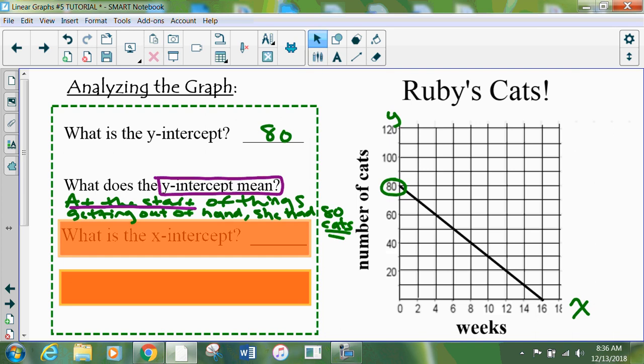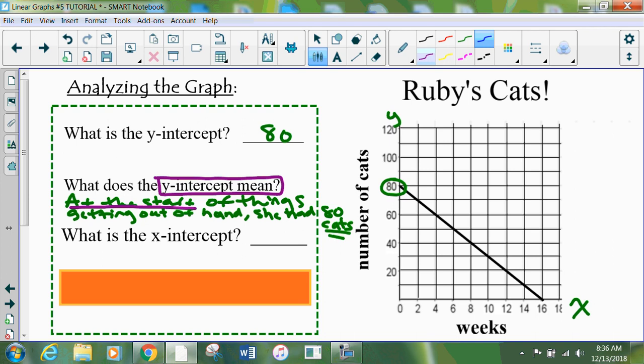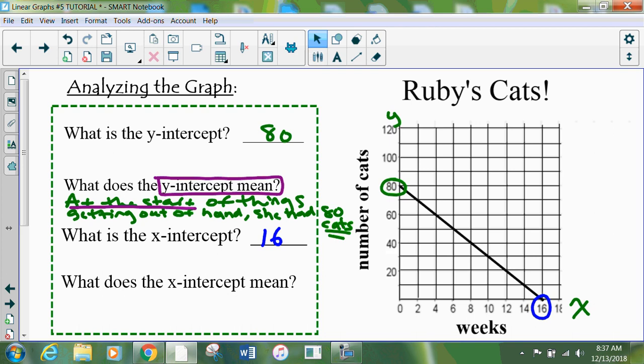Let's see what else. What's the x-intercept? So when we're looking at the x-intercept, we're looking at the x-axis and where the graph intercepts the x-axis, and it is 16. So what does 16 mean? If we went back to the story, there's not a 16, is there? So we have to gather meaning from what's going on in the graph. When things were out of hand, she was at 80. And each week, now this is really weird because the weeks are not going 0, 1, 2, 3. They're going 0, 2, 4, 6. So they're being scaled by 2.